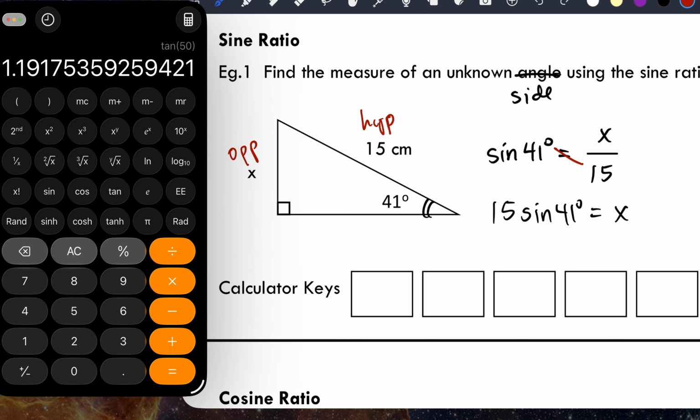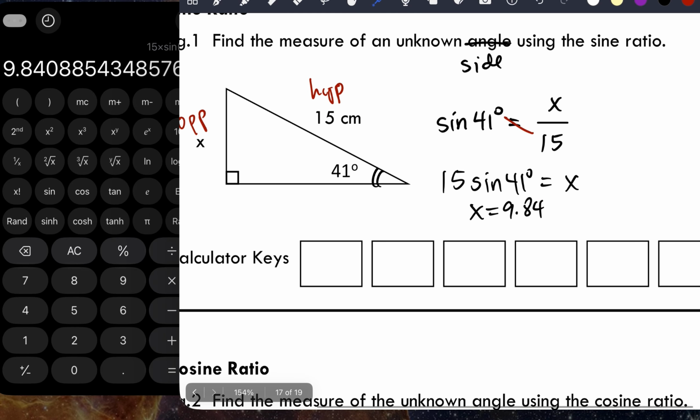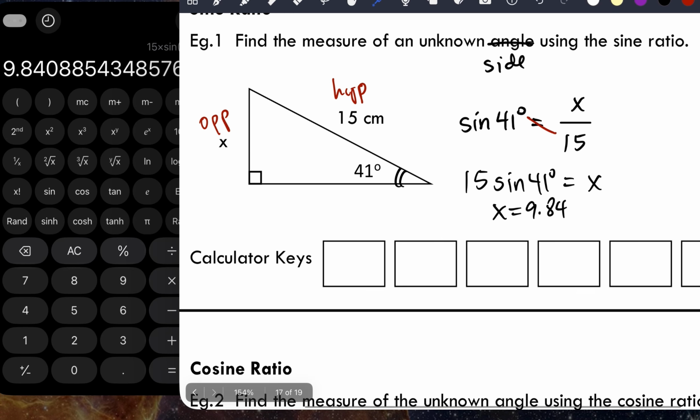Okay, and then if I go to my calculator, I can input that 15 times sine of 41, and I'll get my answer, 9.84. So x equals 9.84. And you just want to make sure you check your answer. It makes sense. It is smaller than the longest side, smaller than the hypotenuse. So I can be pretty assured of that. The only other mistake you might make is maybe not making sure your calculator is in degree mode, because angles are in degrees. There are other different angles in mathematics, like radians, but we're not going to study that in this course. Just make sure you know how to put everything in degrees.